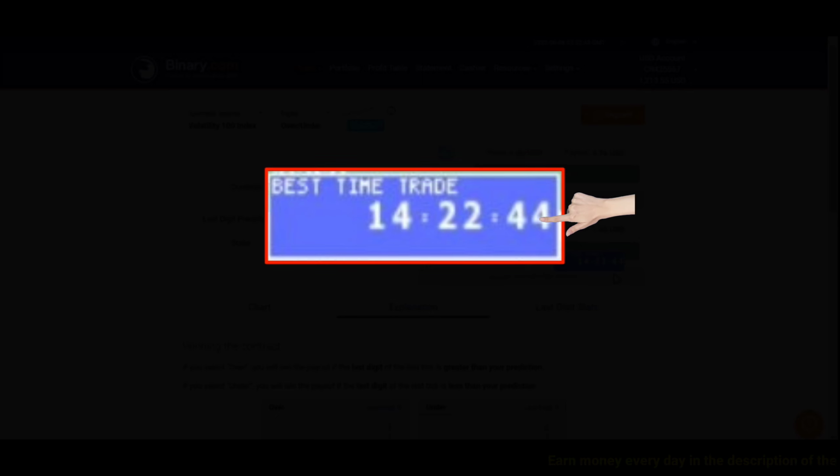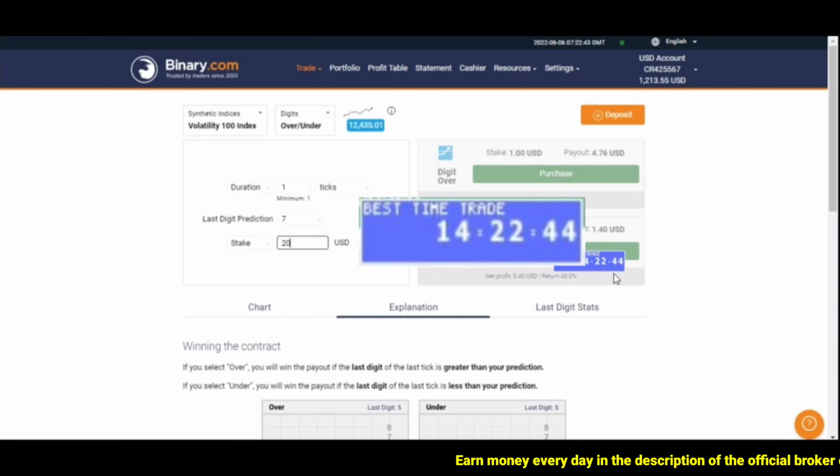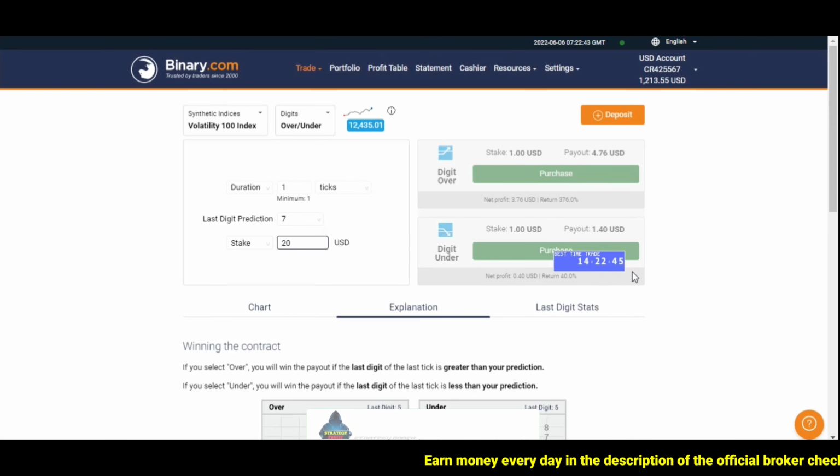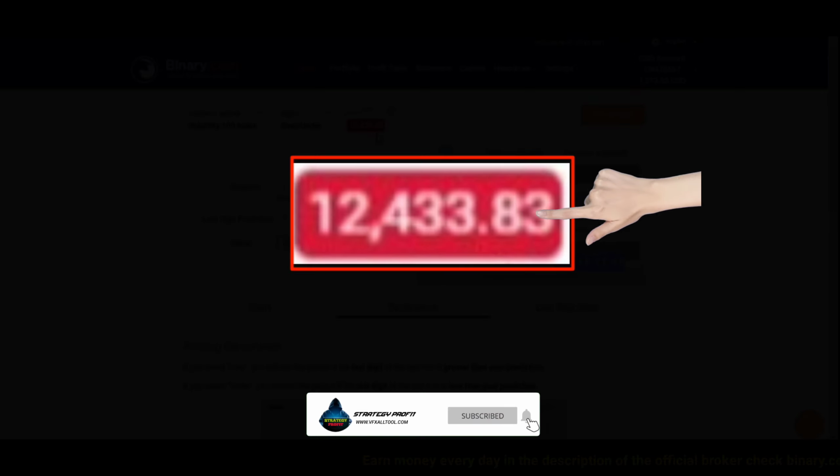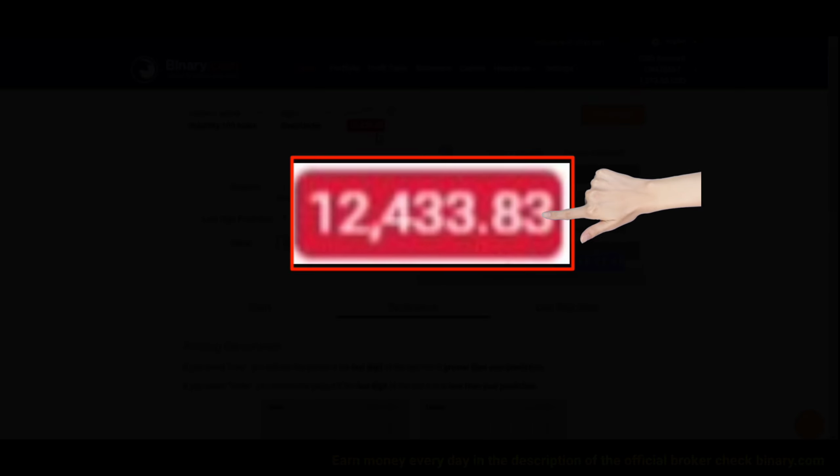Start analysis when the clock is calculated at 00:30. In this strategy, pay attention to the numbers that come out at the end with numbers 6, 7, 8, and 9. If that number comes out 3 times, then open a position under.